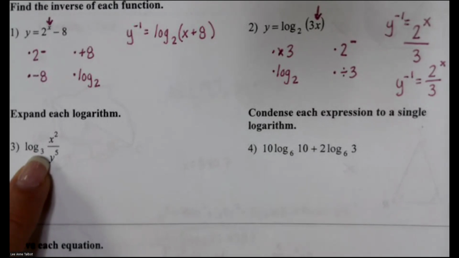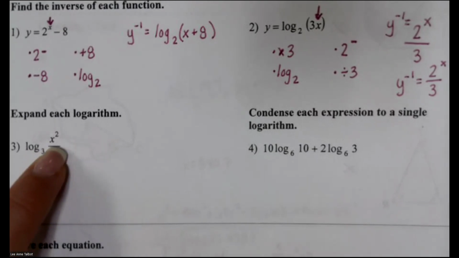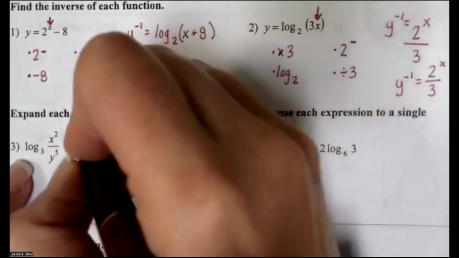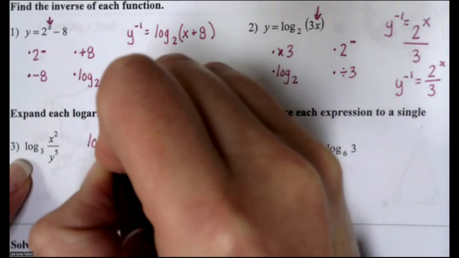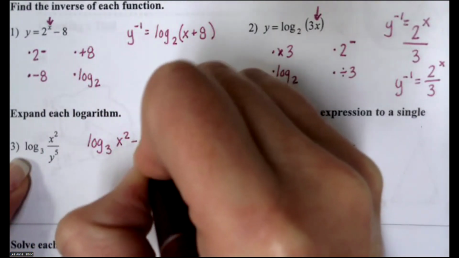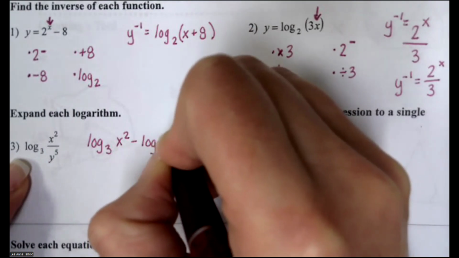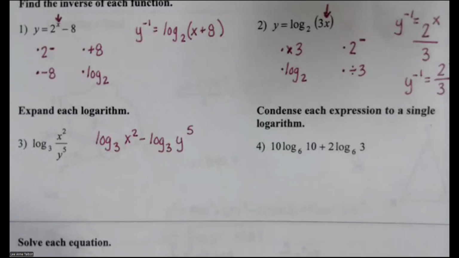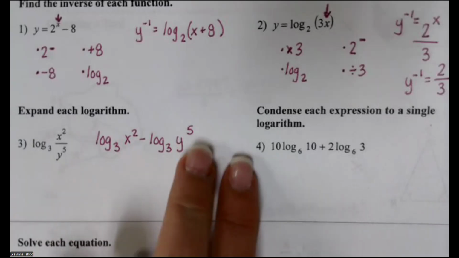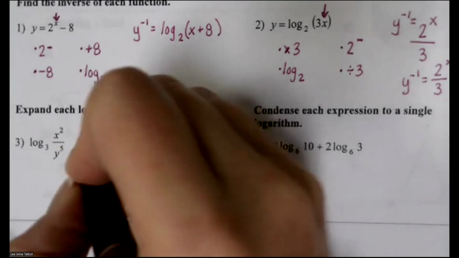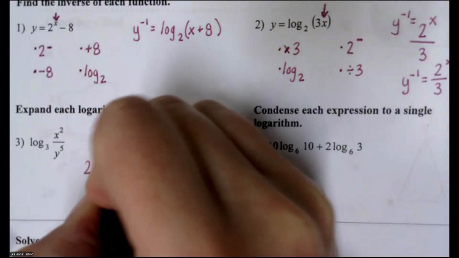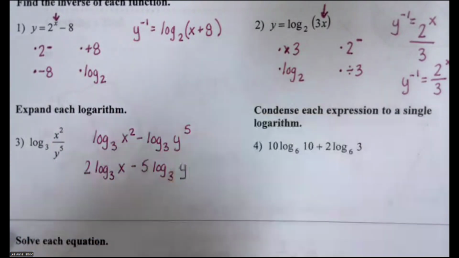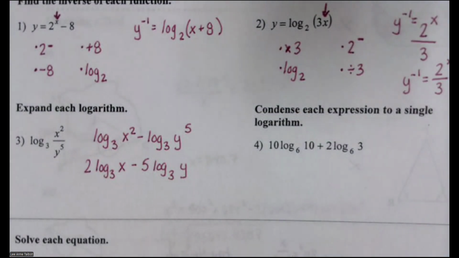Okay, so expand. The first thing we look at is the division, and division is subtraction. Log base 3 of x squared minus log base 3 of y to the 5th. And then we're going to move those exponents in the front. Final answer.